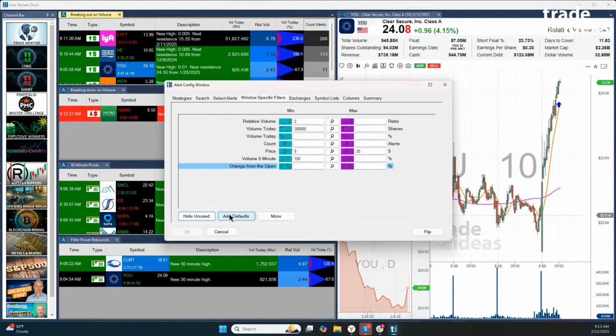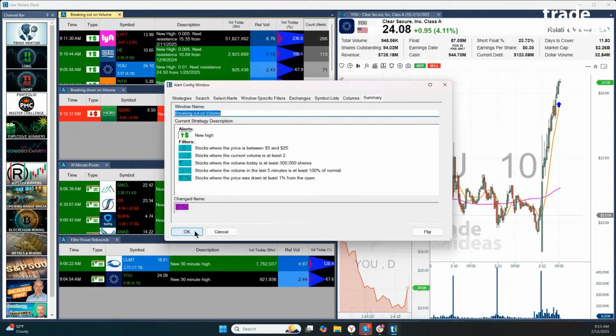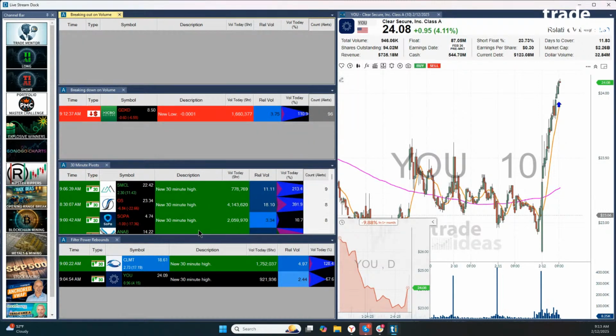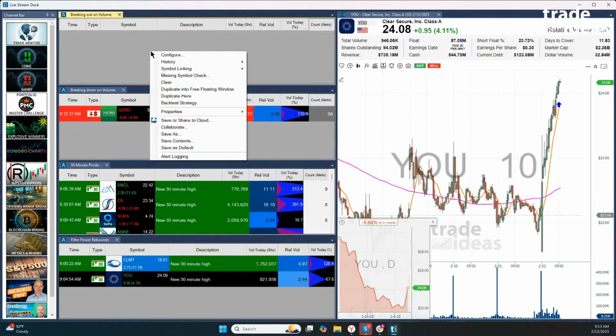So I'm going to go to add column. So the open, change from the open. Watch what I'm going to say. Negative 0.01. This is unusual. Okay. And I'm going to hit OK. And let's see what happens. Possibly nothing.